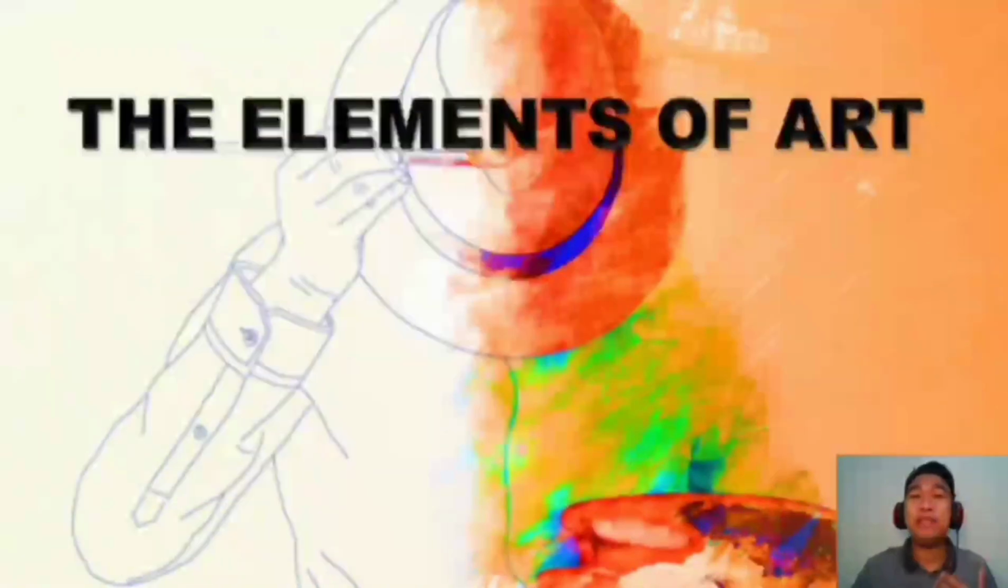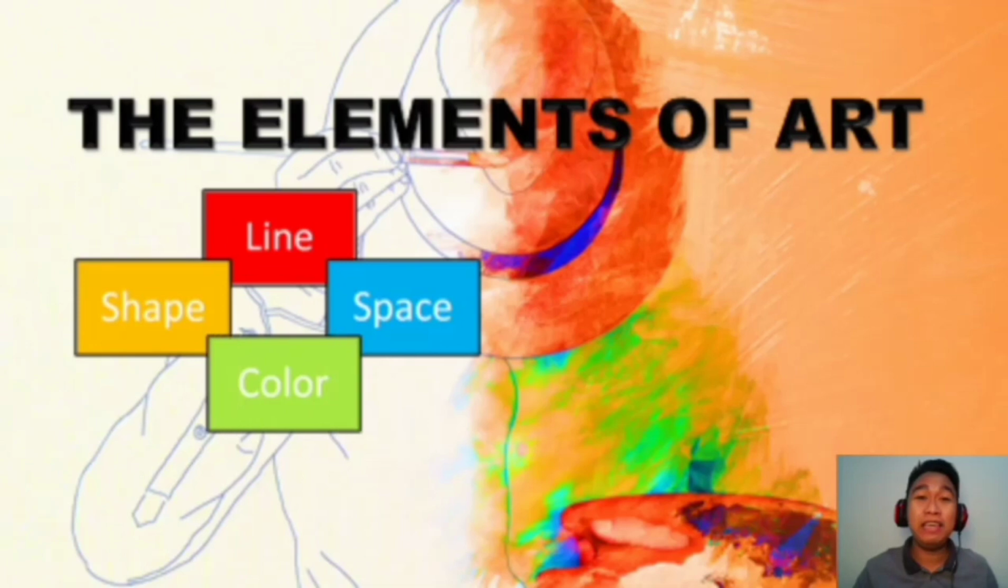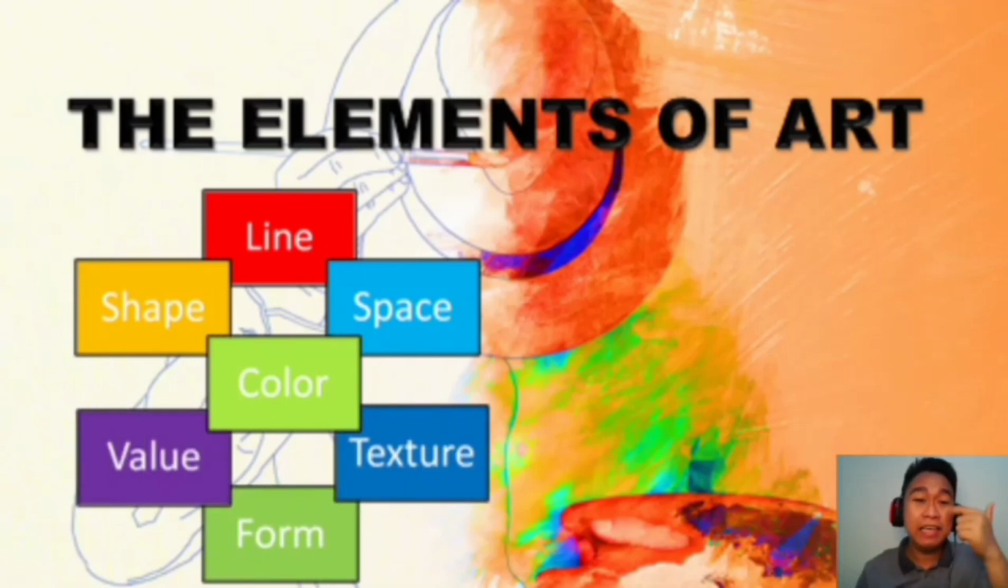So ngayon naman, mga kanakan, kilalanin natin yung iba't ibang elements of art. Okay, here on your screen you can see line, shape, space, color, value, texture, and form. There are actually 7 elements of art, mga kanakan, and one by one we will learn more about them. So kung excited na kayo and ready na kayo, then let's proceed.